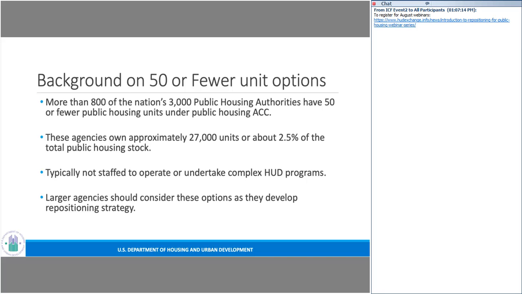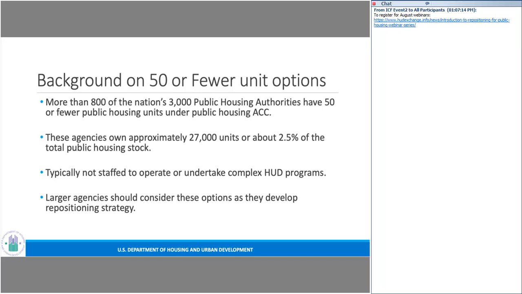Okay, so where are we? There are quite a few public housing authorities that have less than 50 public housing units under their ACC. However, even though there are roughly 800 of these housing authorities, they account for a small number of the total public housing stock in the country. And typically, as you know, if you're working at a small housing authority, it may be just the executive director and 1 or 2 other staff members, or sometimes a part-time executive director. Running the public housing program is complex and operationally challenging. And so repositioning opens up some opportunities to streamline some of those activities and make the administration of your affordable housing in your community easier.